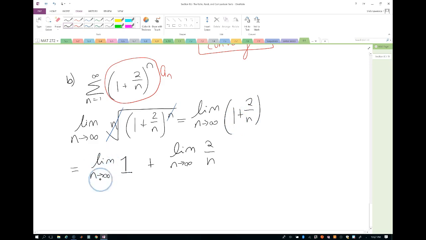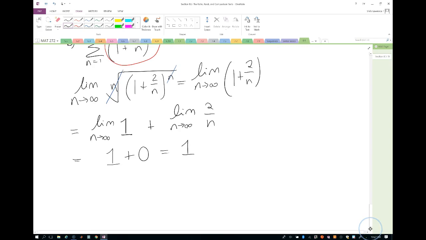But the limit as n approaches infinity for 1 is just 1. There's no n's in there to ever change our value. The value for this expression is always going to be 1, no matter what the n value is. And then on that second term, if you compare the degree of the numerator, the degree of the denominator, the degree of our denominator is larger. That means that limit is 0. So we get 1 in this case. And unfortunately, when we get an answer back of 1 on the limit for the root test, that means the root test is inconclusive, and we would have to figure out a different way to work this problem.